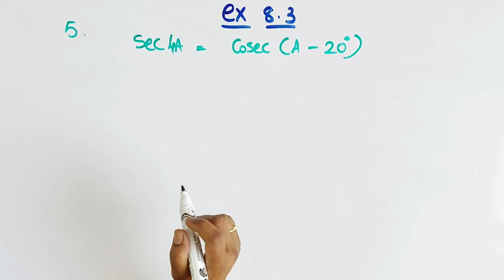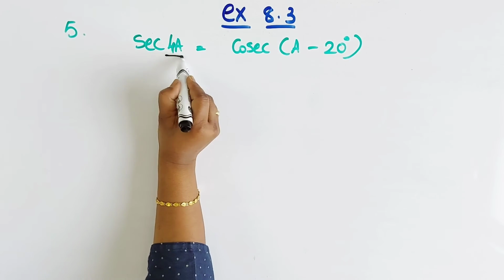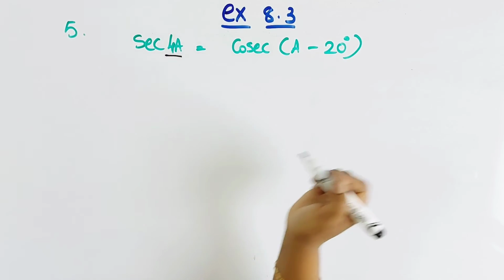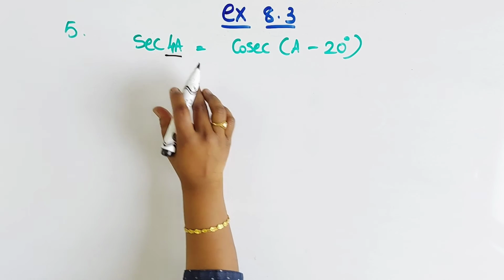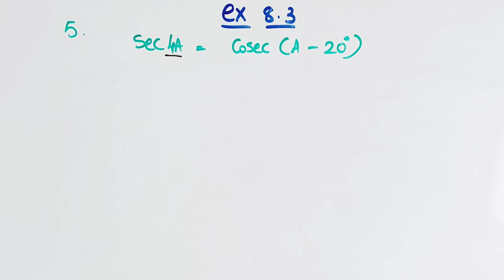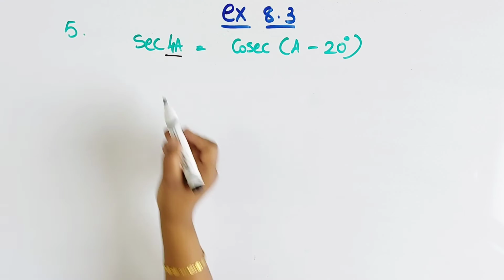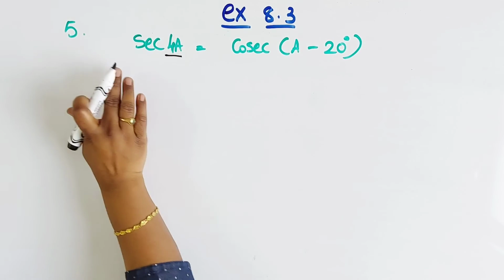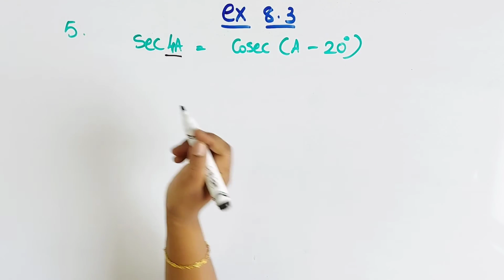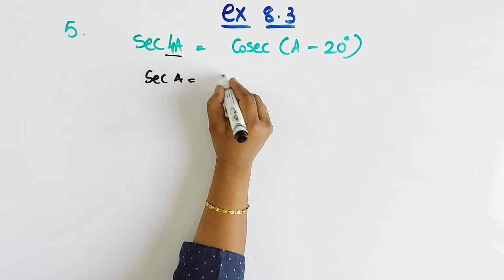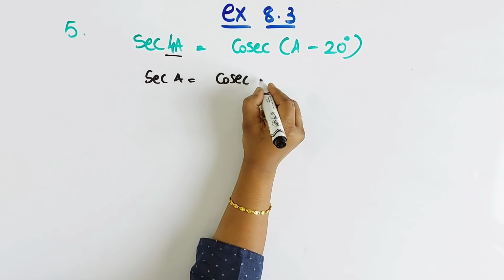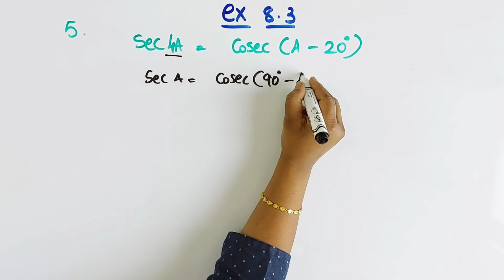Now fifth question, children. If secant 4A equals cosecant of A minus 20, where 4A is an acute angle, find the value of A. This is also the same as the previous question. Here they have given secant 4A. Let's write this in cosecant terms. What is the formula? Secant A equals cosecant of 90 minus A.